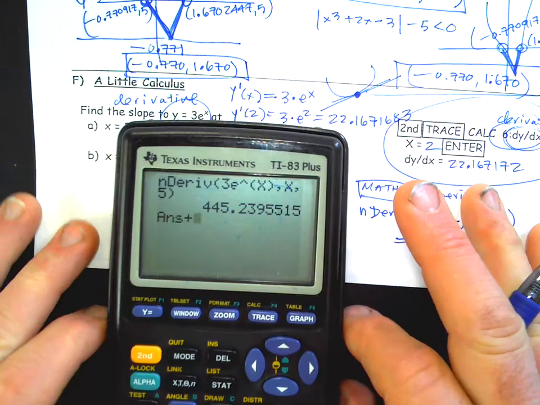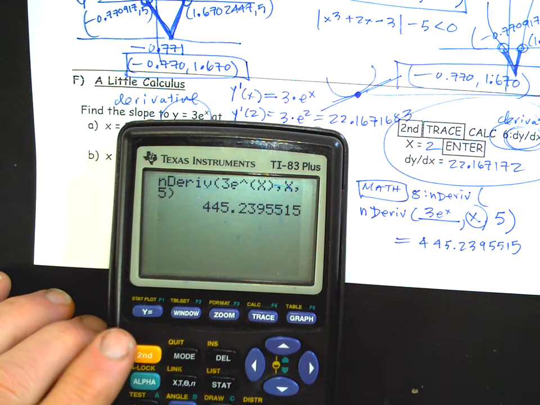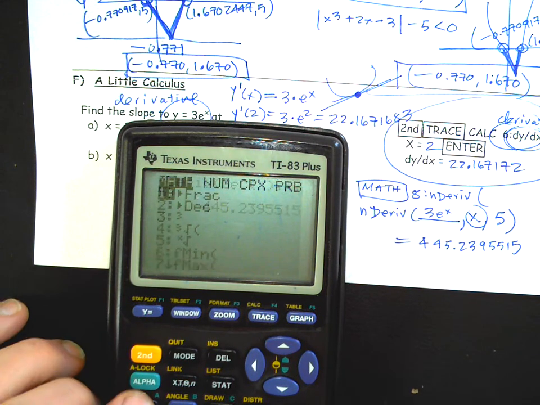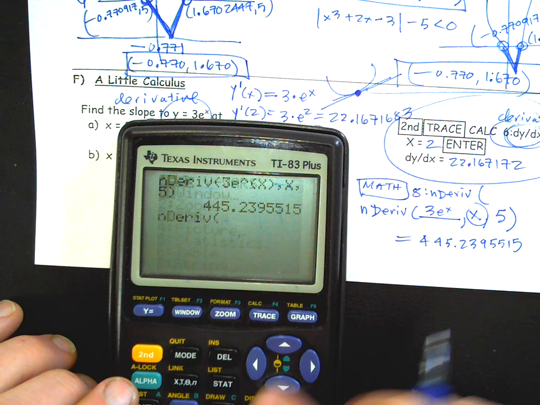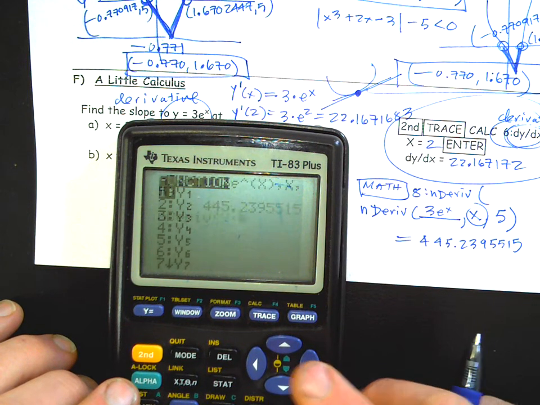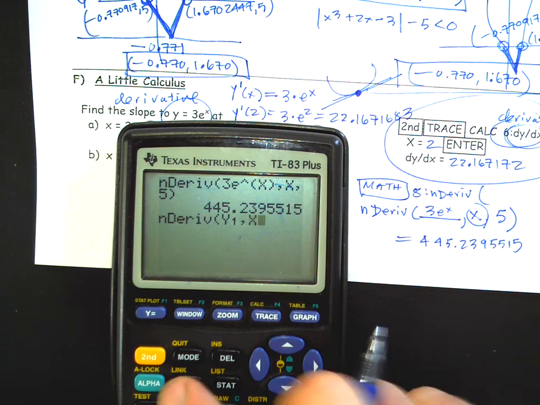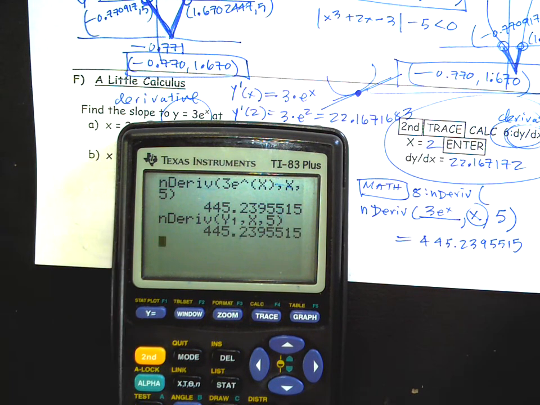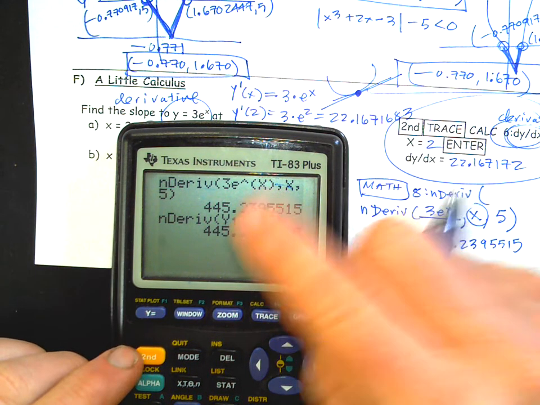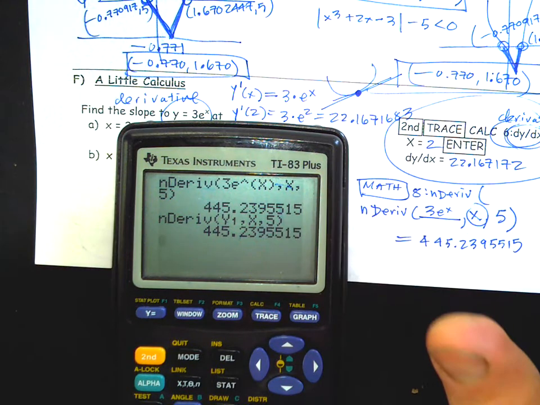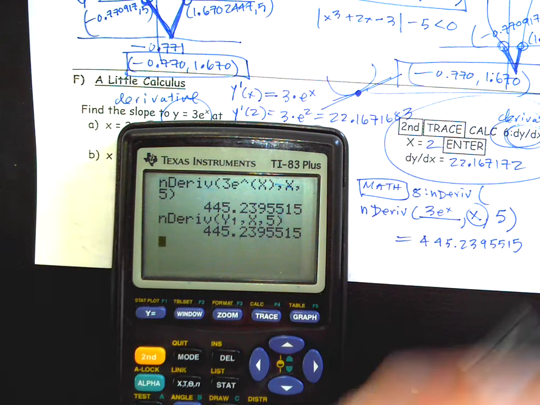And by the way, another trick is you could say math 8 nDeriv, and you could do vars, y-vars, function, y1, because we typed that in already. And now you don't have to retype it. Comma x, comma 5. Same answer. So if you type something in the Y menu, even if you don't plan to graph it, it's helpful so you can copy and paste it for multiple calculations.